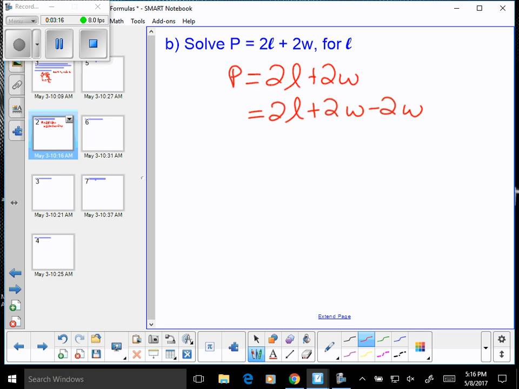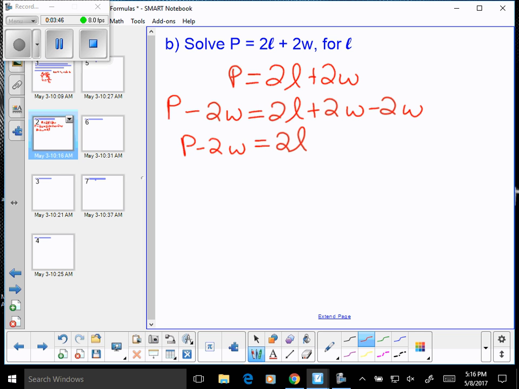Now here's the part that gets a little tricky. I need to move the p farther over to my left and then subtract the 2 times w. On the right side of this formula, 2w minus 2w is 0, so I'm going to be left with 2l. On the left side of this formula, there is no way for me to simplify perimeter minus 2 times w, so I'm going to copy it again.